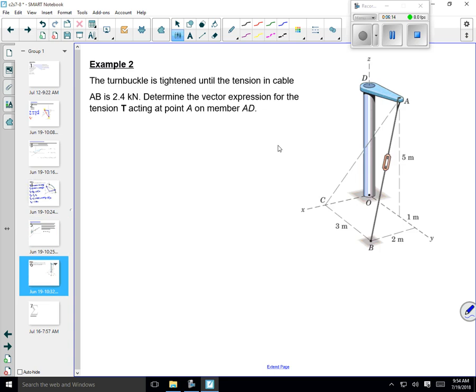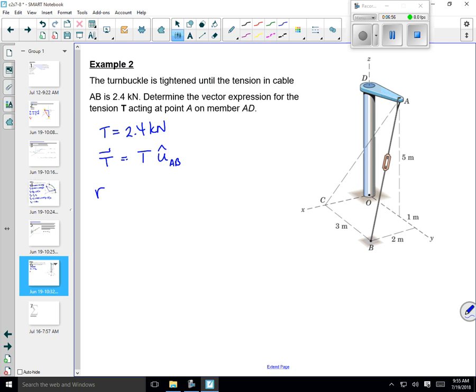So here's an example. Here, I've got a cable that goes from A to B. It's got a turnbuckle in it that you use to adjust the tension in the cable. The turnbuckle is tightened until the tension in the cable is 2.4 kilonewtons. Determine the vector expression for the tension T acting at point A on member AD. So I just want to turn that into a force. I know that the magnitude of this force is 2.4 kilonewtons. I know that the vector is that magnitude times a unit vector that goes from A to B. So I need to find that unit vector AB.